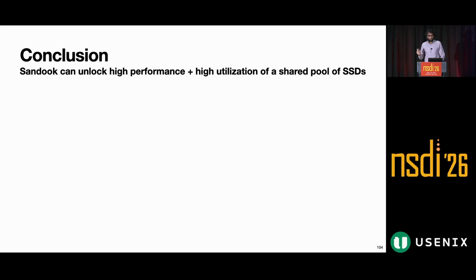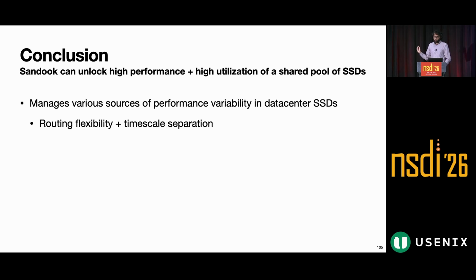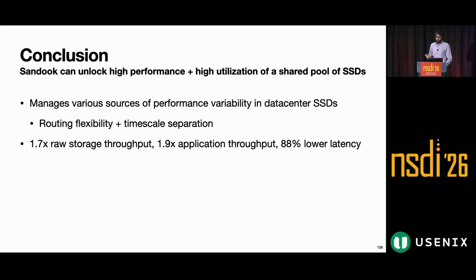So in conclusion, I've shown you how Sandook can unlock high performance and high utilization of a shared pool of SSDs while running co-located workloads of various characteristics. It manages various sources of performance variability in the data center SSDs through two key ideas of routing flexibility and timescale separation. In our evaluation, we're able to see about 1.7x higher storage throughput compared to existing systems, 1.9x application level throughput improvement, and about 88% lower latency. And this is with co-located real-world unmodified applications running on a shared pool of SSDs.